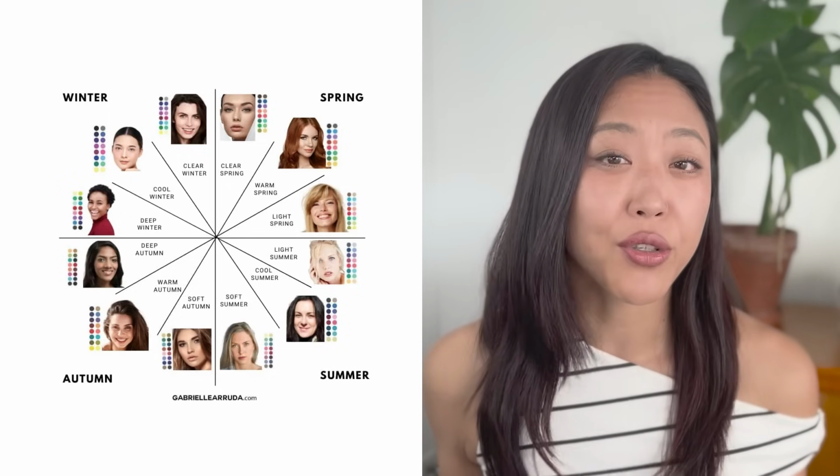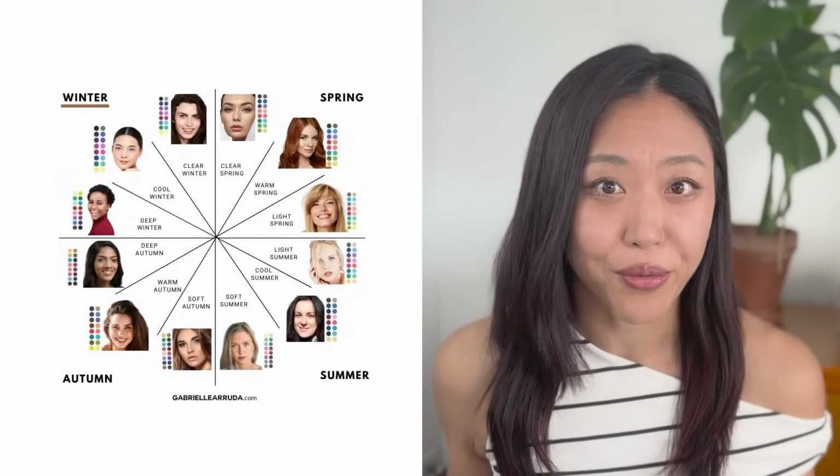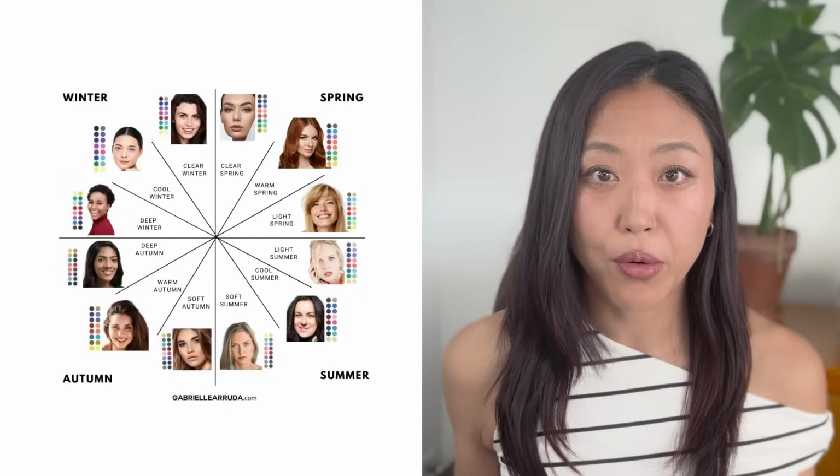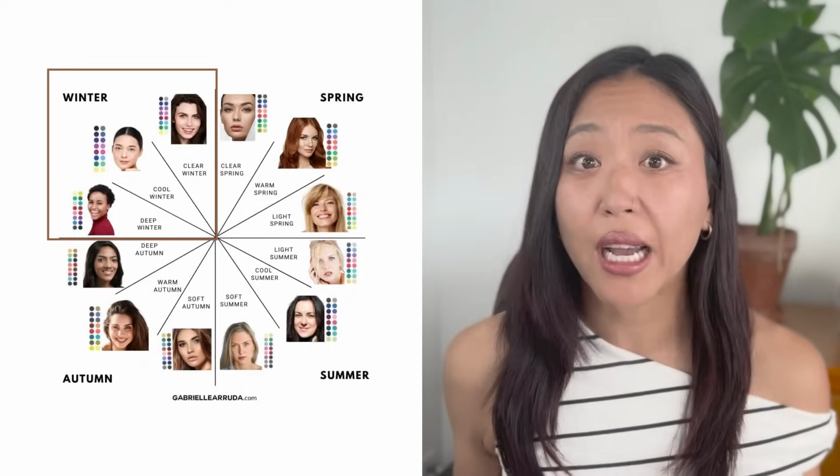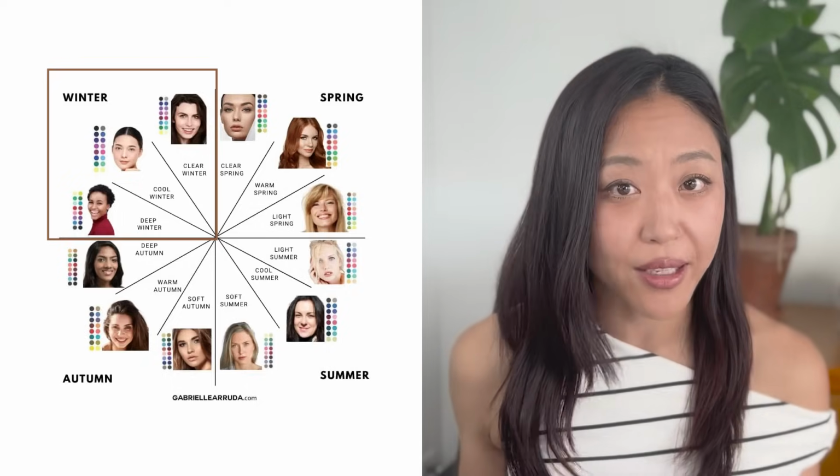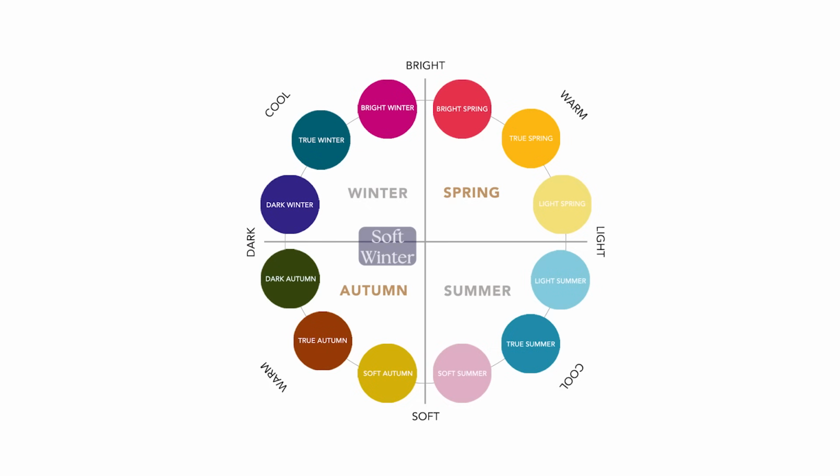But outside of the 12 season system, there's also subseasons like soft winter and soft spring. And with soft winter, its home season is still winter, right? And either through clarity or through depth, winters always have the highest level of contrast in their color palettes. So a soft winter palette would be like a step down from that, but the colors in this palette wouldn't be as soft or muted as the soft summer or soft autumn palettes.